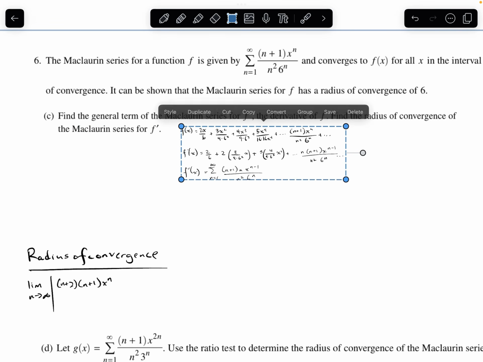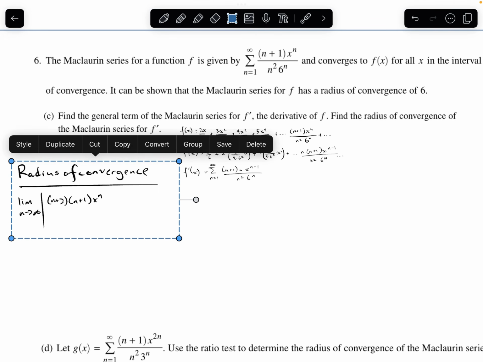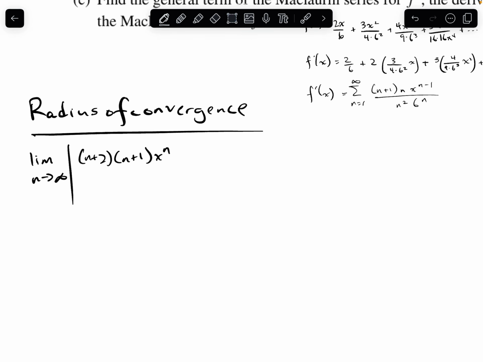There we go. I'm going to move that over there. You can always move that up. All right, so the radius of convergence. So we got the following. All right, now I think I have some space to work with. All right, so where was I?